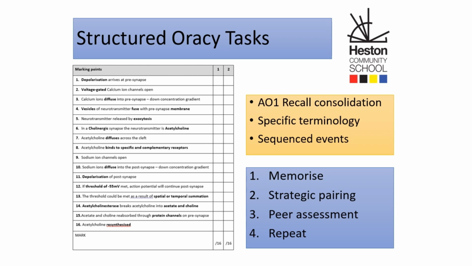So I would get the students to memorise the information, perhaps 5 minutes in the lesson, or it could be a homework beforehand. You would then have strategic pairing. I normally do a stronger student and a weaker student together. And then they would verbally explain without using their notes, and their partner would peer assess and tick off as they mention the points, and then they get a score at the end. And then they need to repeat this, so potentially immediately if they've struggled, but it could be at the end of the lesson or the following week or the following month, over and over.